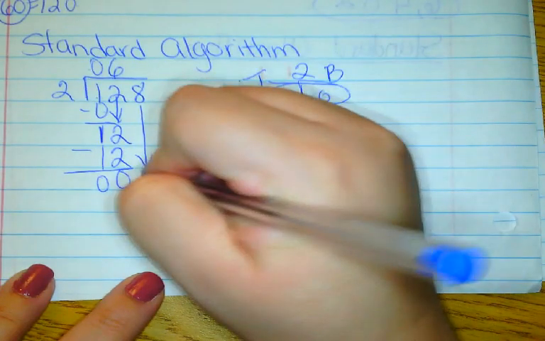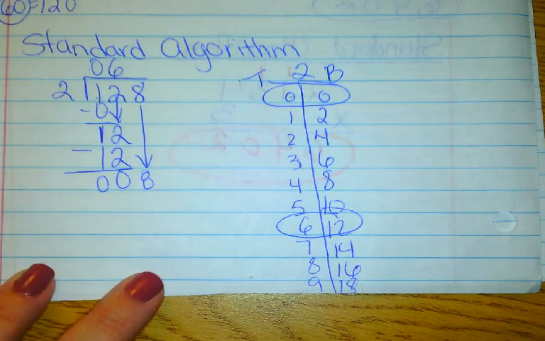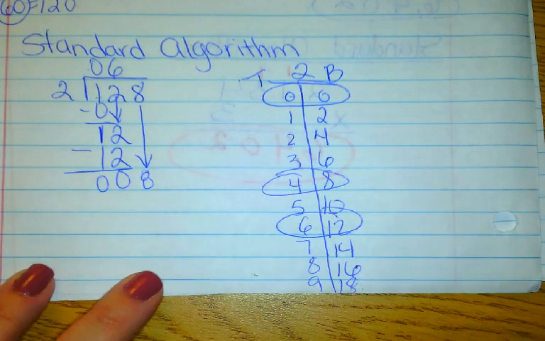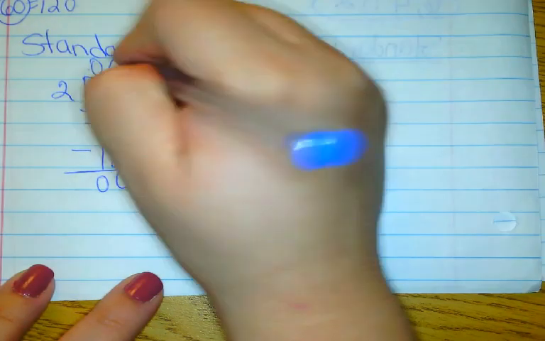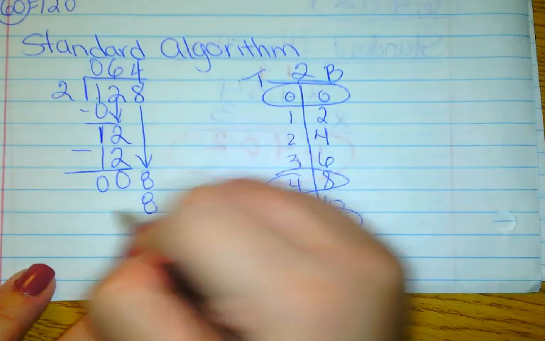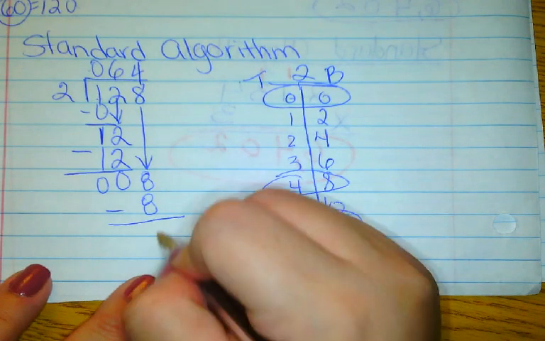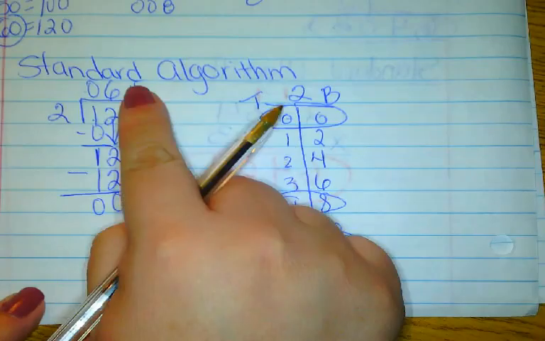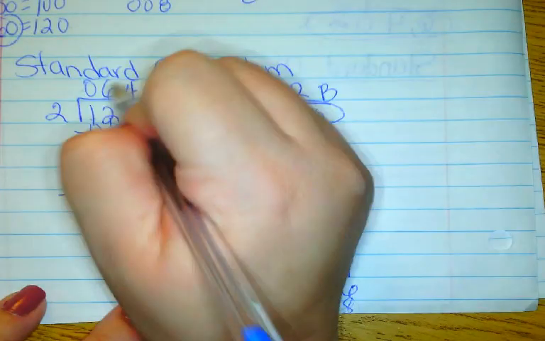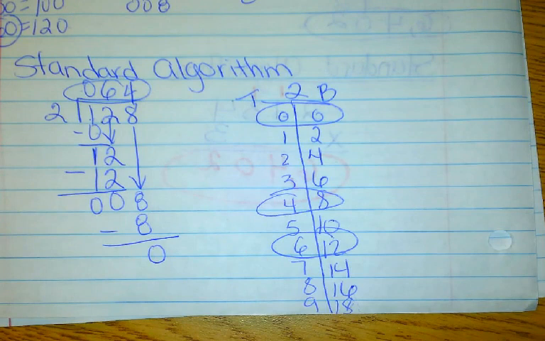Bring down the 8. How many groups of 2 go into 8? 4. It's right here. What goes on the top? What goes at the bottom? On the top is 4, at the bottom is 8. And 8 minus 8 gives me 0. No remainder right there. So my answer, my quotient here is 64. Is that the same answer we got on the area model? Yes.